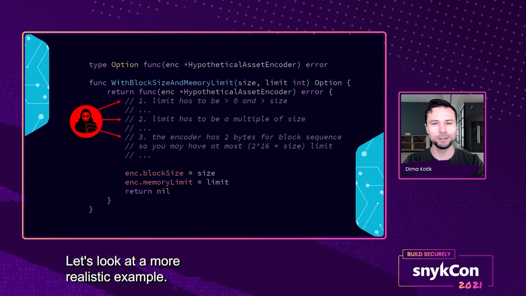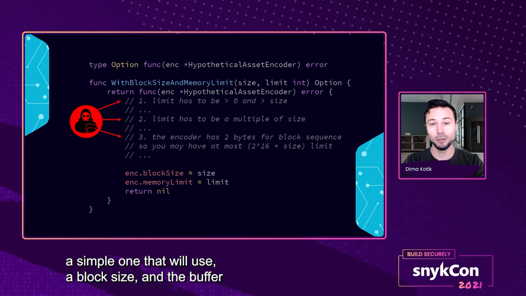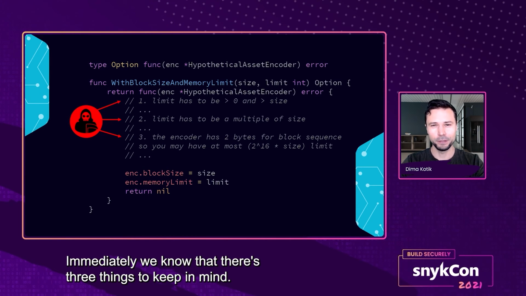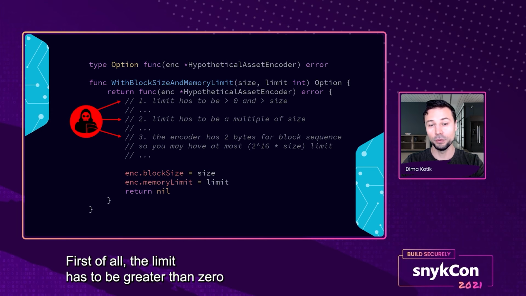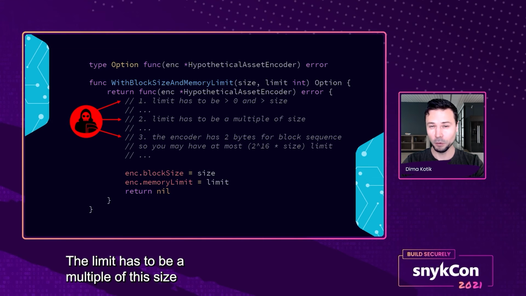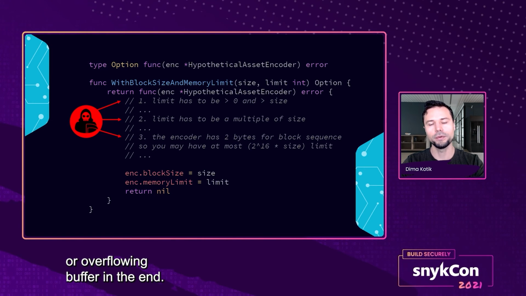Let's look at a more realistic example. Let's suppose we're writing an asset encoder for an IoT device, a simple one that will use a block size and a buffer size, a buffer limit. Immediately, we know that there are three things to keep in mind. First of all, the limit has to be greater than 0 and greater than size. The limit has to be a multiple of the size because we don't want to end up with an underflowing or overflowing buffer in the end. Who knows what that will lead to?